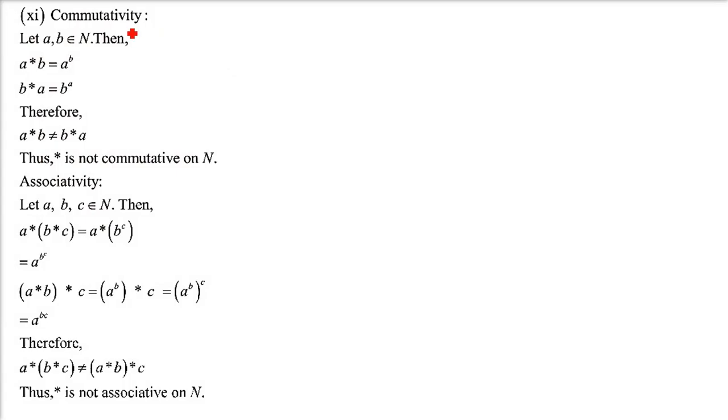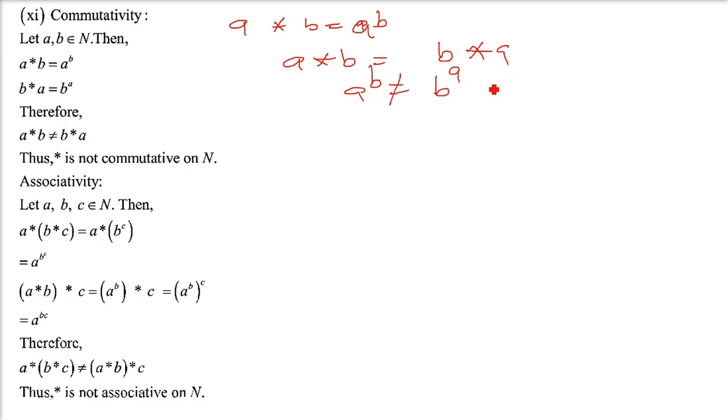Now the 11th one. Star on N defined by A star B equals A raised to B. It is exponential. So A star B and B star A, A raised to the power B and B raised to the power A, they are not equal, so it is not commutative. Then coming to associative.